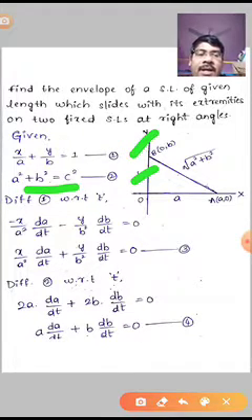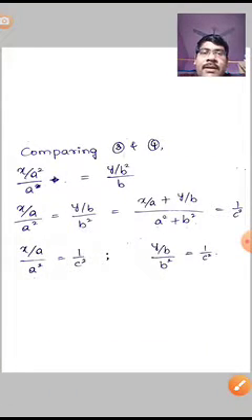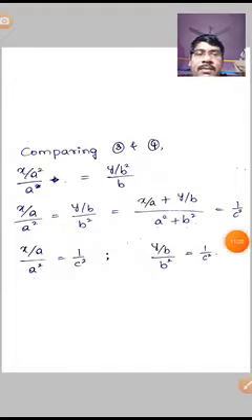Here from 3 and 4, comparing 3 and 4, we are getting x by a square by a is equal to y by b square by b. Therefore, x by a square is equal to y by b square is equal to x by a plus y by b by a square plus b square, that is equal to 1 by c square. Therefore, x by a square is equal to 1 by c square, y by b square is equal to 1 by c square.